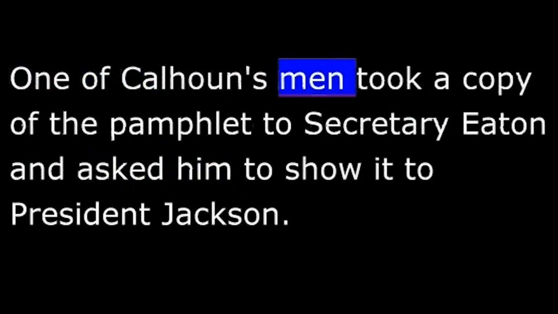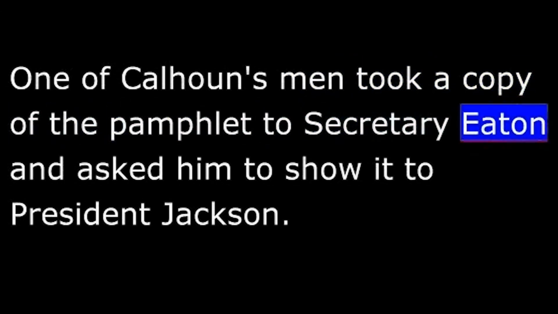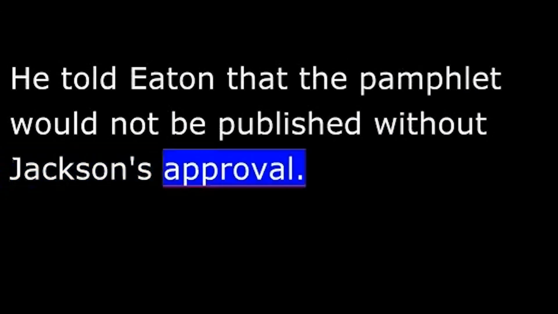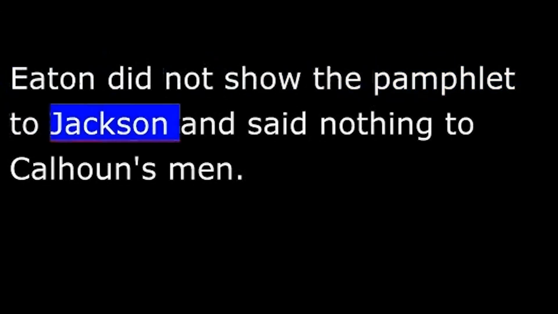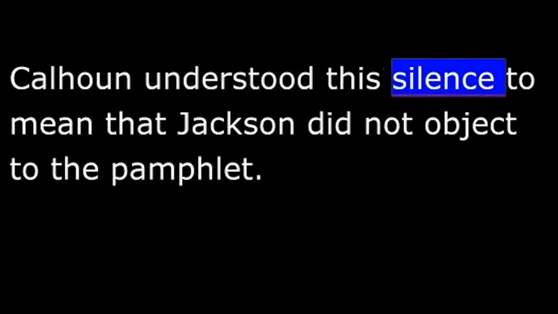One of Calhoun's men took a copy of the pamphlet to Secretary Eaton and asked him to show it to President Jackson. He told Eaton that the pamphlet would not be published without Jackson's approval. Eaton did not show the pamphlet to Jackson and said nothing to Calhoun's men. Calhoun understood this silence to mean that Jackson did not object to the pamphlet. So he had it published and given to the public.